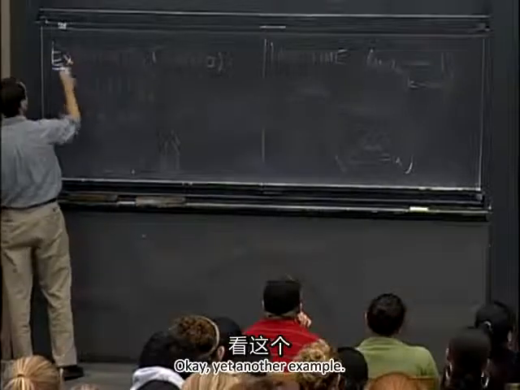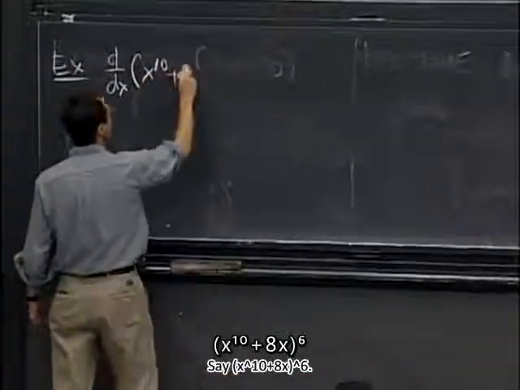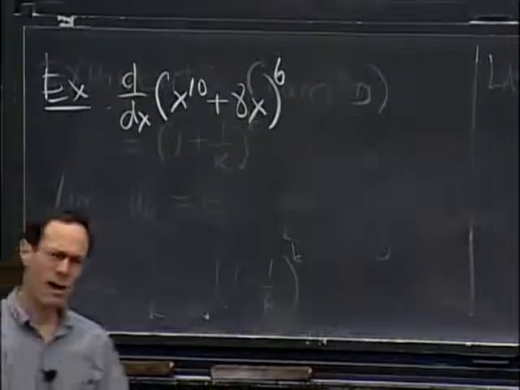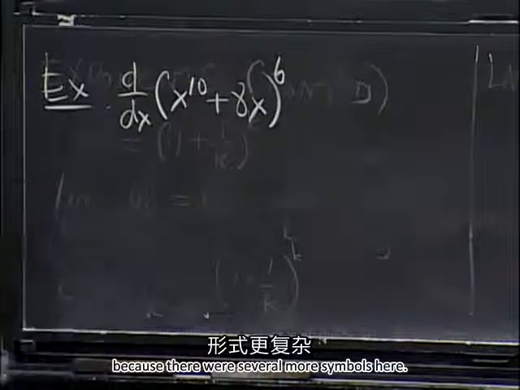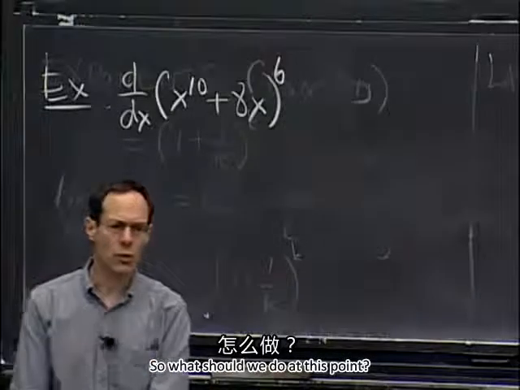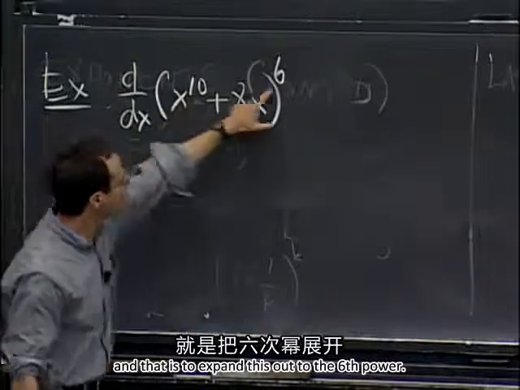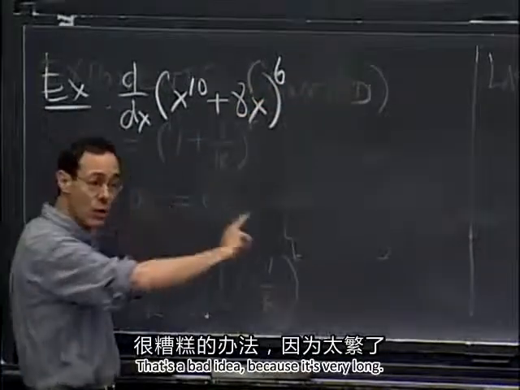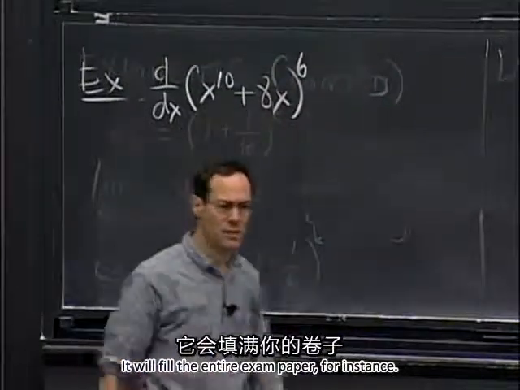So here's yet another example, and I hope you've seen some of these before. Say x to the 10th plus 8x, all to the 6th power. It's a little bit more complicated than what we had before because there are several more symbols here. So what should we do at this point? There's one choice which I claim is a bad idea, and that is to expand this out to the 6th power. That's a bad idea because it's very long, and then your answer will also be very long. It will fill the entire exam paper, for instance.